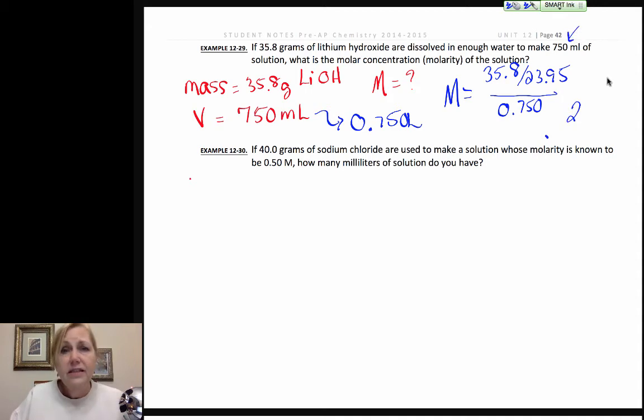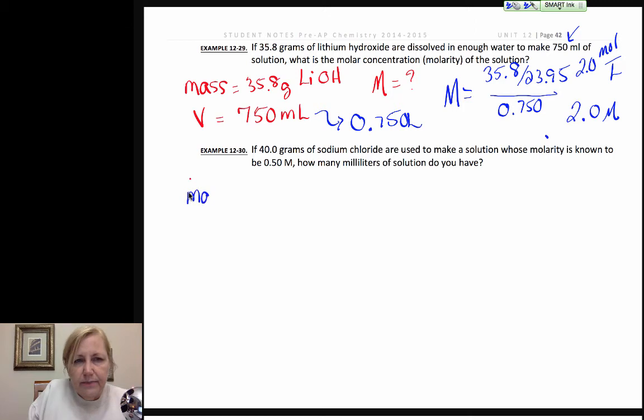Okay, and if you did that math, you should get 2, and I've got only 2 sig figs here. So this is somebody who probably made theirs in a really big graduated cylinder instead of a volumetric flask. But I'm going to run with it. We've got 2.0 molar, or you could say 2.0 moles per liter would be appropriate as well. So let's do just this one more problem here and we will be done.